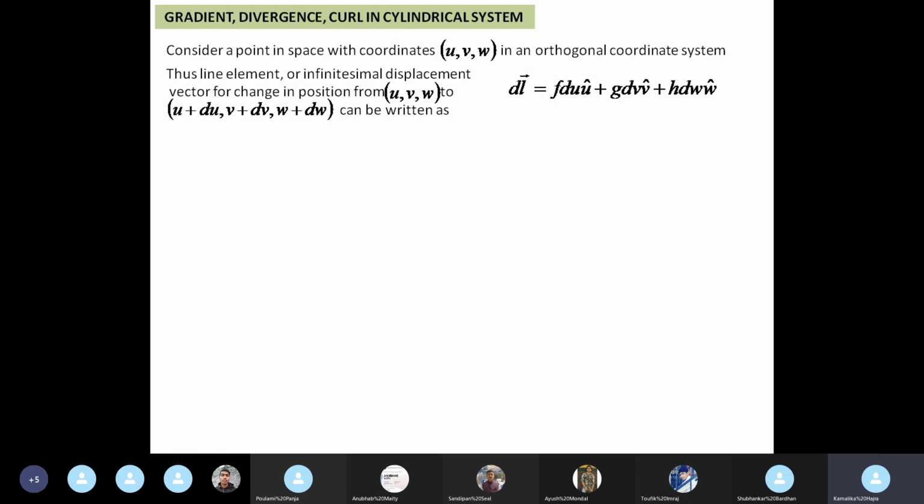Okay? So we have used F, G and H in all the three elements because we don't know what is what.